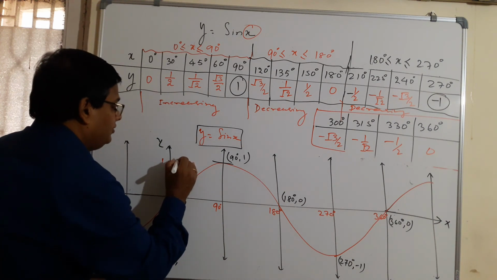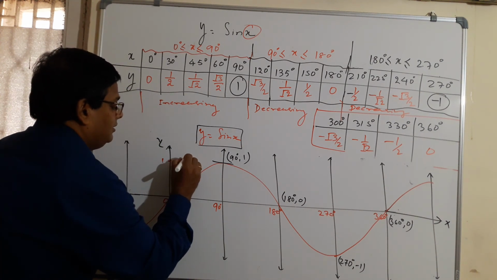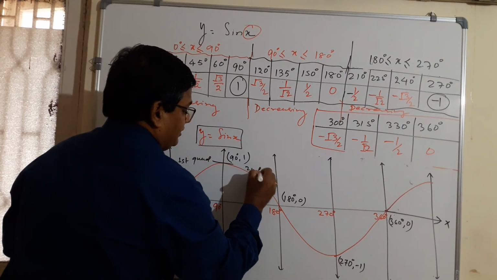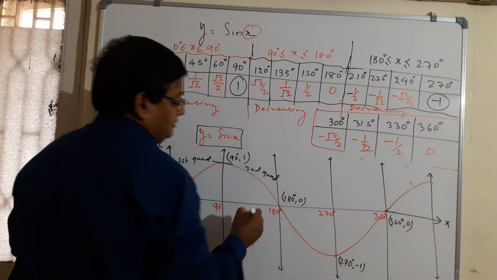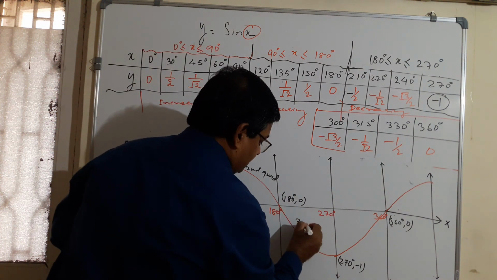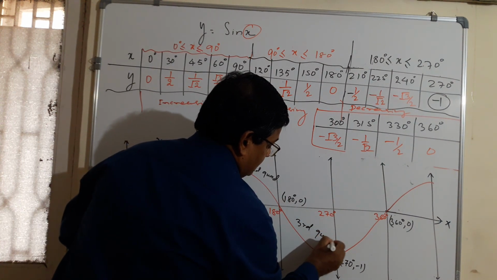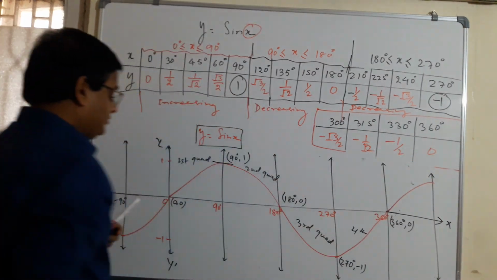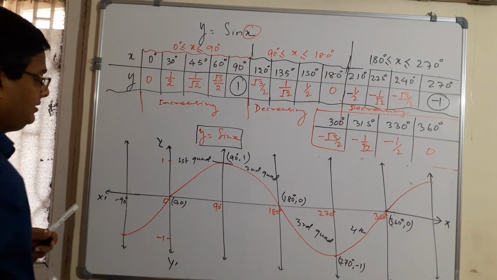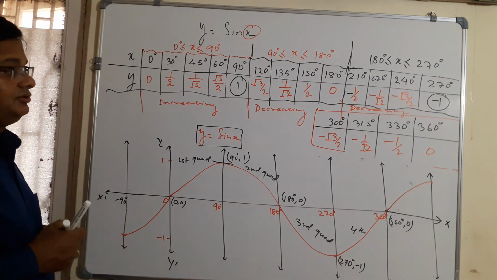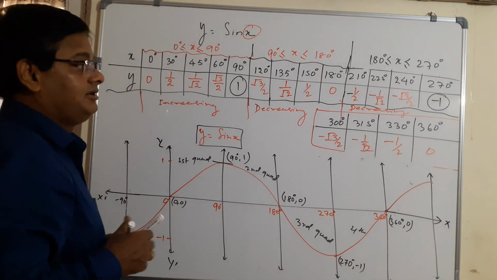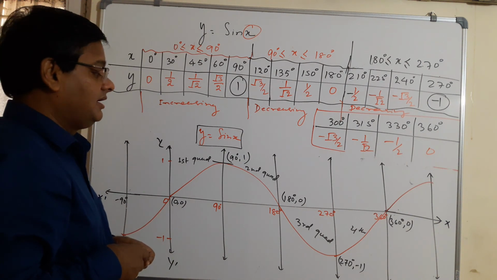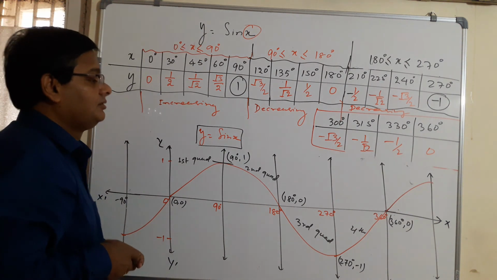Here this is your first quadrant. This is your second quadrant. This is your third quadrant. Here fourth quadrant. Again you reach the first quadrant, and here the fourth quadrant. So this is the graph of y is equal to sin x. Similarly, you can draw the graph of y is equal to cos x.